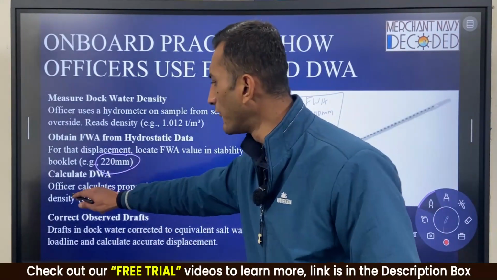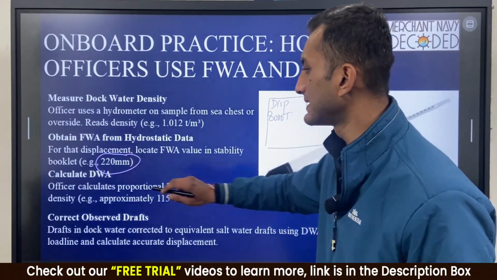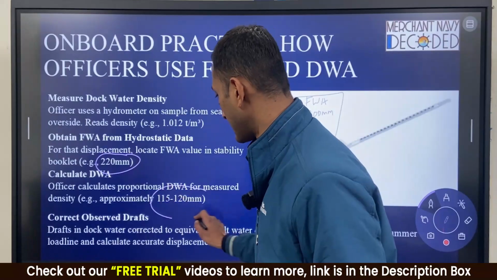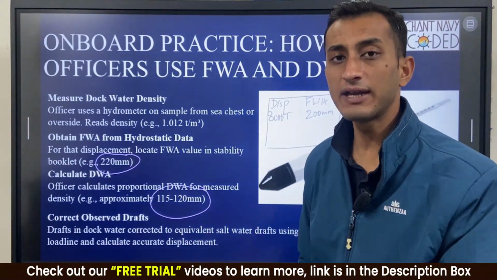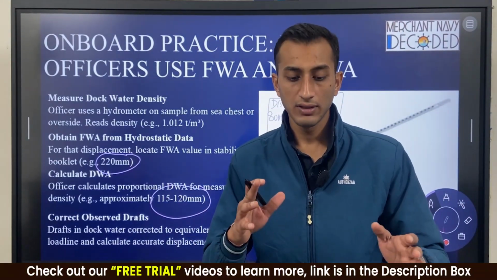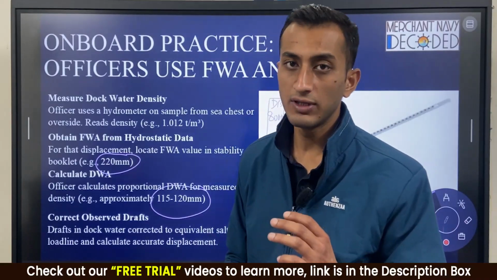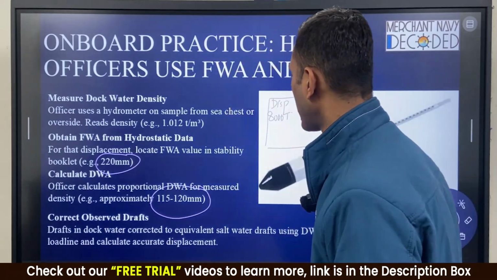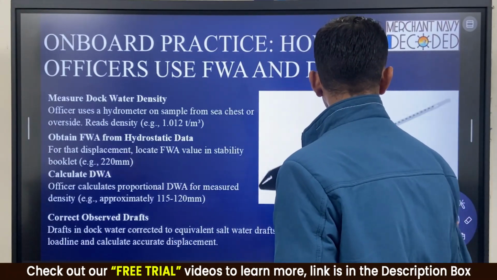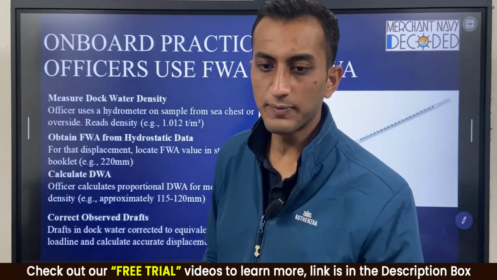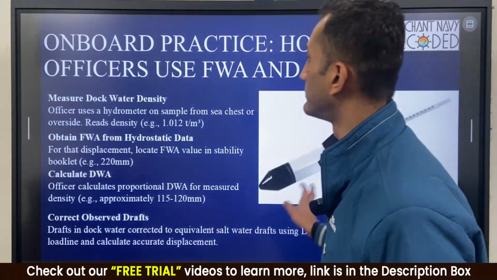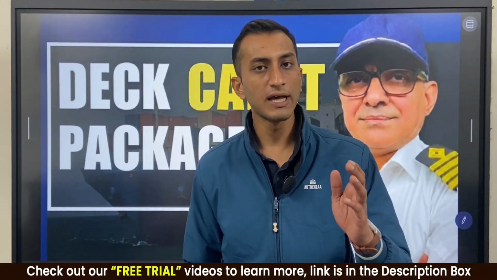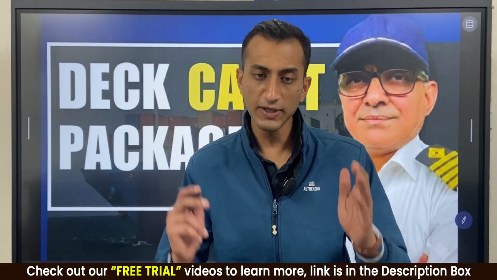Officer calculates a proportional dock water allowance for measured density. This is done by chief officer, and then you found out the dock water allowance, and with the help of that dock water allowance, you will now determine how much draft your ship has when she'll be out at sea. This is generally used when the ship is approaching a port and also when ship is departing from a port. So this was all of it, what freshwater allowance and dock water allowance is. I hope you understood.